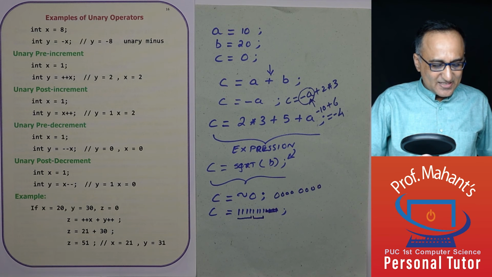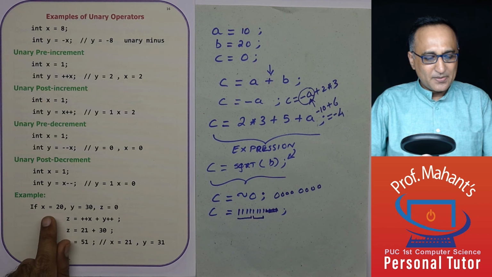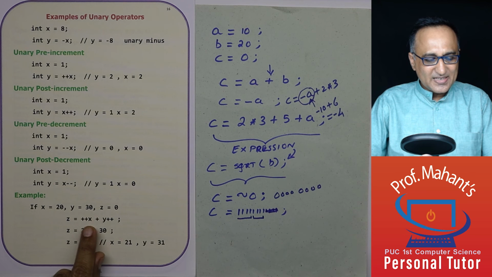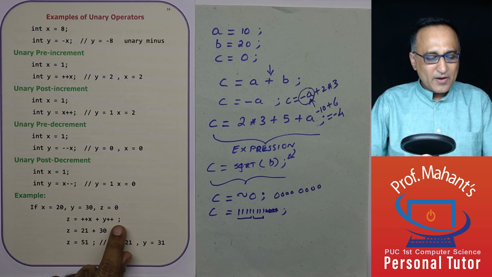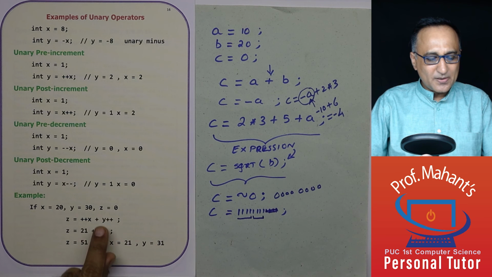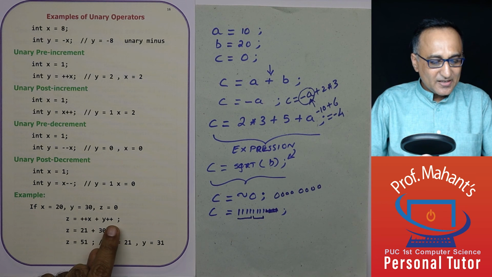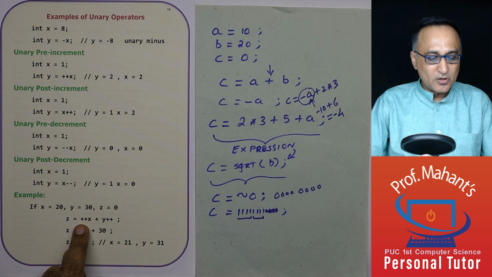Now let's understand this through an example. x is 20, y is 30, z is 0. I am saying z is plus plus x plus y plus plus. Since the plus plus comes before x, x will first become 21. Since the plus plus is coming after y, y will become 31 after the semicolon. So this is as good as adding 21 plus 30, z will be equal to 51. But x will be 21 and y will be 31 after the semicolon.